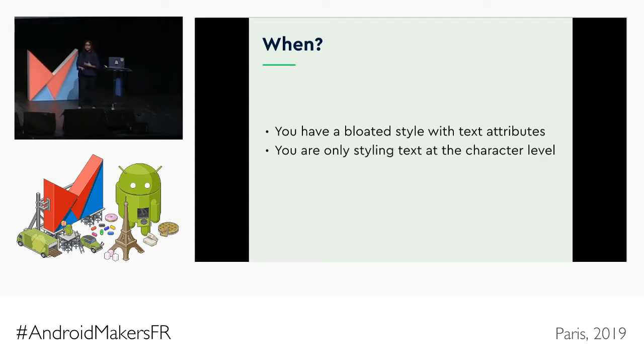And if you're only styling text at the character level anyway, you might as well just extract a text appearance instead of a style. And again, you only want to extract out text appearances if it's being used in more than one logically related component. So this wraps up learning about two styling techniques, style and text appearance, that only apply to a single view.